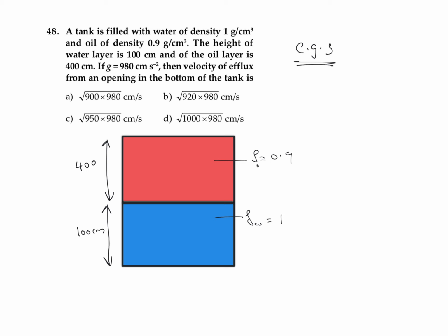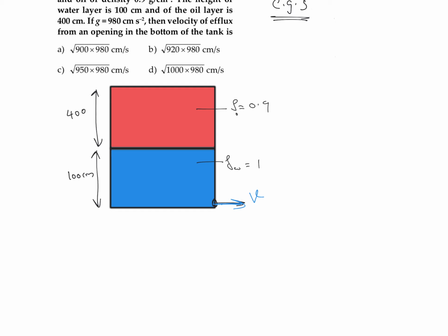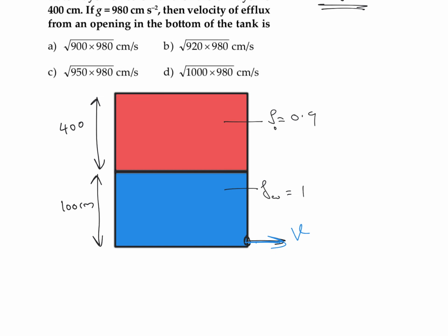And a small hole is made at the bottom. So let's say we are considering a small hole over here, and as it is water over here, water is going to come out with some velocity. Let's say that is equal to v, and our aim is to find the value of velocity. So we are going to apply Bernoulli's theorem between these 2 points.